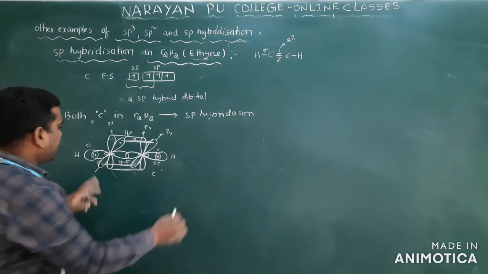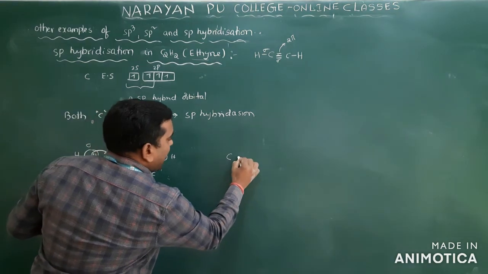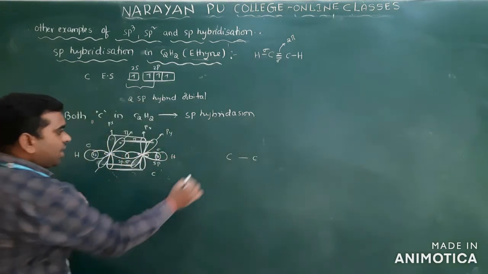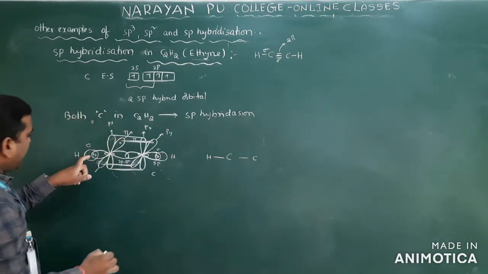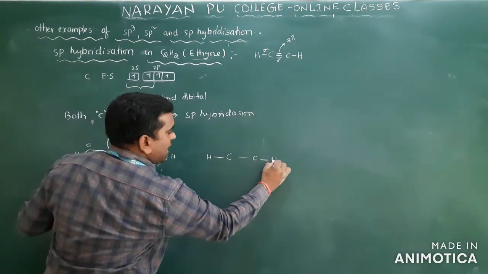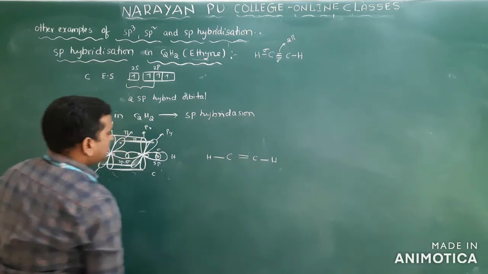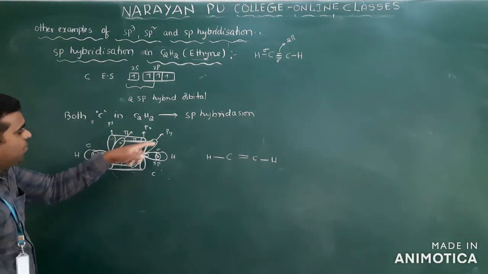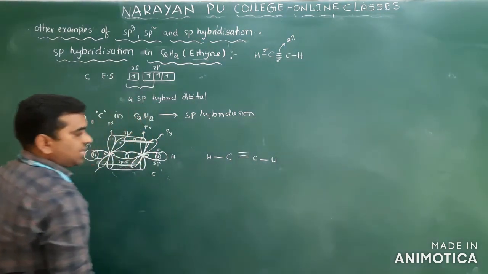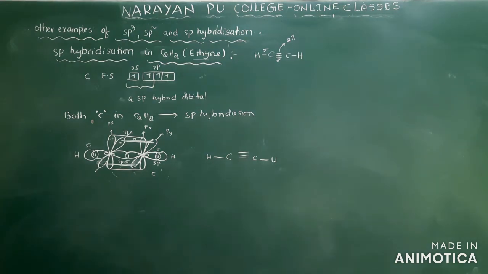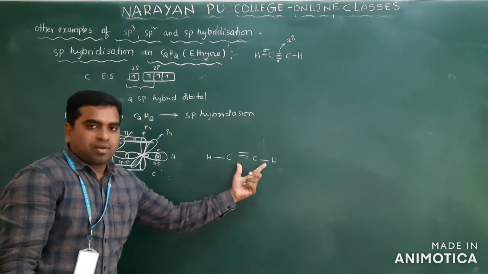Then what you will get here, you see. First of all, between carbon and carbon one sigma bond, and between carbon and hydrogen one sigma bond. For the other one, carbon and hydrogen one sigma bond. Px one pi bond, and py another pi bond. This is the shape of the bond. Clear, no?